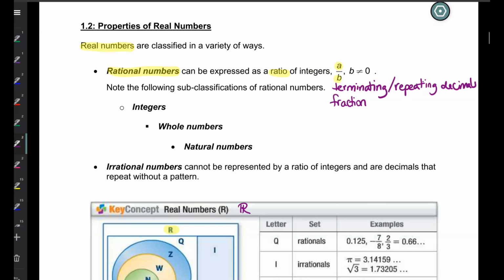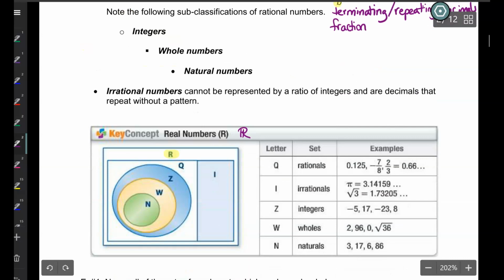So I could do 0.75. I could do 0.4. I can do 1.00000000002. As long as it has an end, then it can be a rational number. And for rational numbers, it looks a little weird, we use a Q. So Q for rationals.